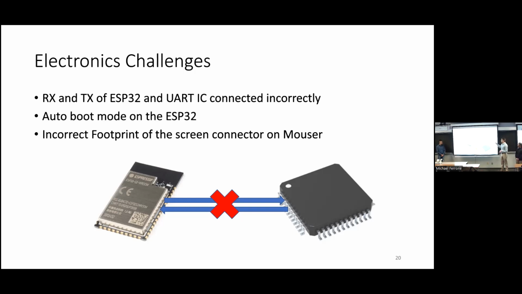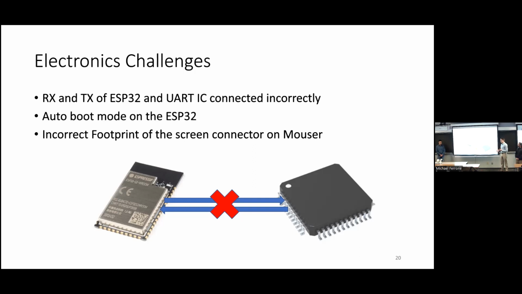And the third issue I'm going to talk about is why we really had to make that second version. The screen connectors that we got from Mouser, the footprint or the pinout, so the connections of the actual screen to our board, from the footprint we downloaded from Mouser were actually incorrect. And the ones on Mouser are designed by community members, so it's not really a verified source of footprints.